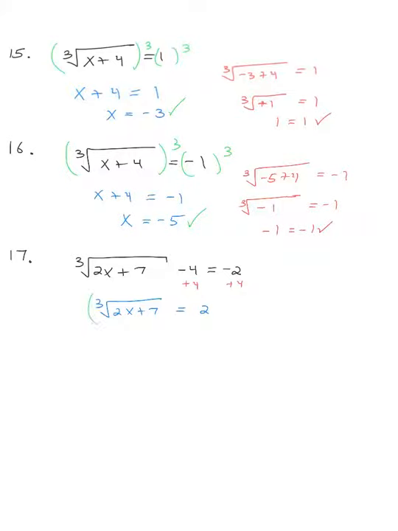If I now cube both sides, if you cube 2, gotta be careful here, it's going to give you 2 times 2 times 2. That's 8. And on the left side, we have 2x plus 7. I will now subtract 7 from both sides and divide both sides by 2. And it is 1/2. x equals 1/2. That is the solution to this equation.